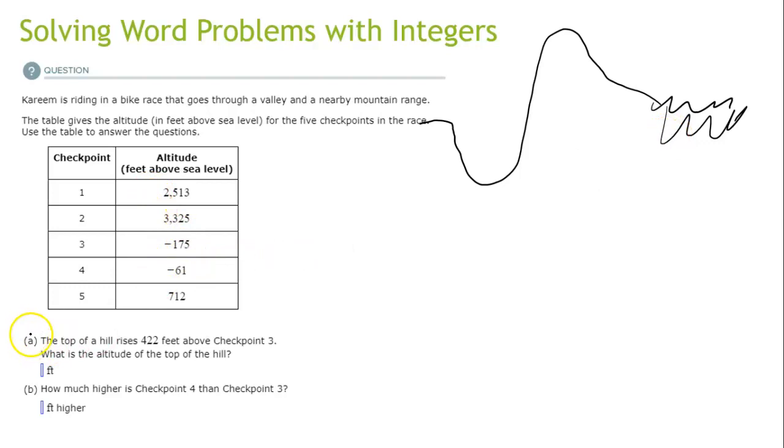So for the first one, it says the top of a hill rises 422 feet above checkpoint 3. So we want to find checkpoint 3. And then above, here's something to add to your code words list.